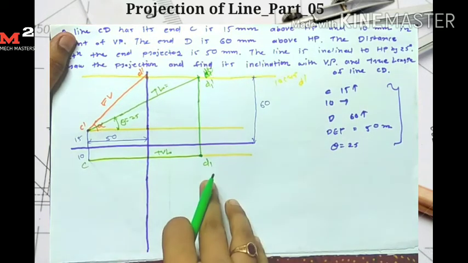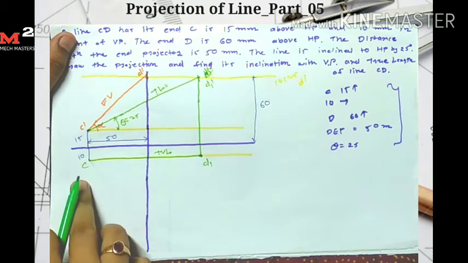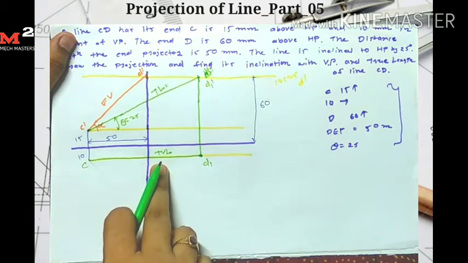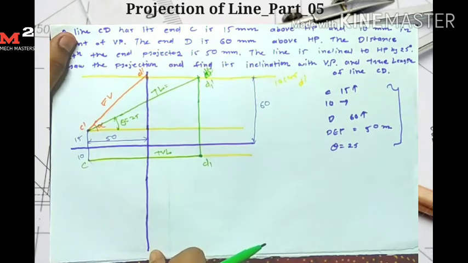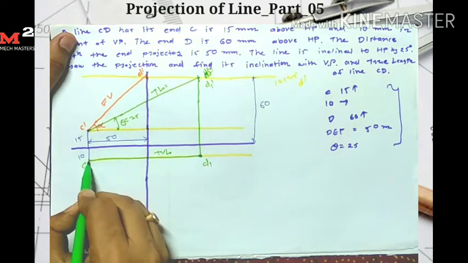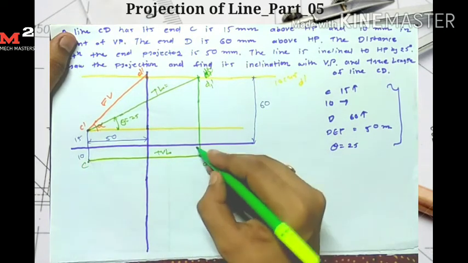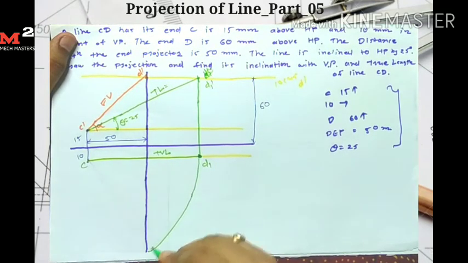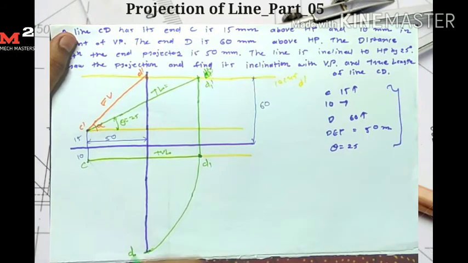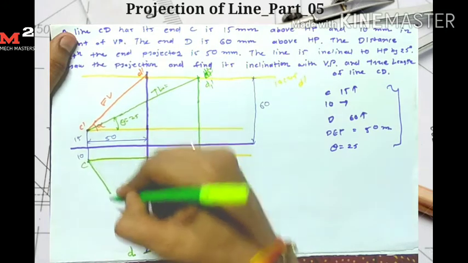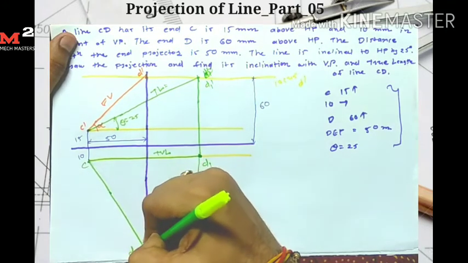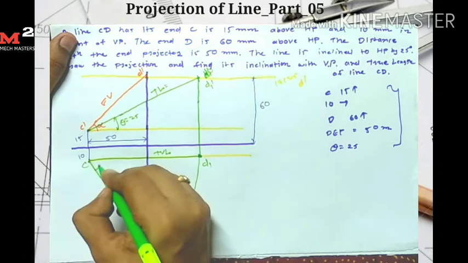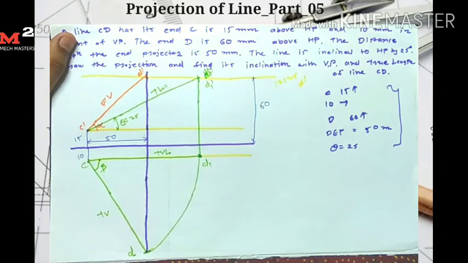Okay, now find the D point. I have two conditions. Its distance from point C is equal to the top view length, and I get the D point on this vertical line, because D dash and D lie on the same vertical line. So I take C as a center and C D1 as a radius, and I draw one arc which intersects here. Okay, so here I get my final point D. So this CD line is my final top view, and the angle made by the top view is the apparent angle beta.